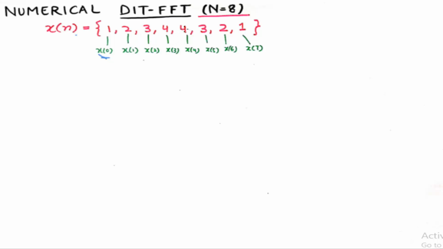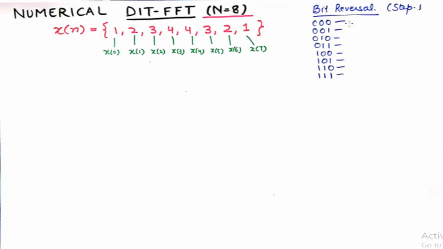So the first step is to see what all samples we have. We have sample number 0 as 1, sample number 1 as 2, and so on. So we have 8 samples in total, and we need to write these samples on this side in the bit reversal order. So let's calculate the bit reversal order first.